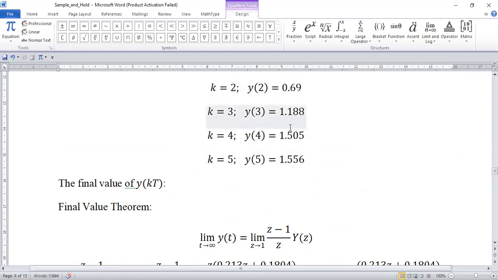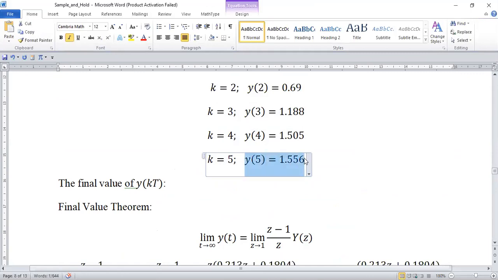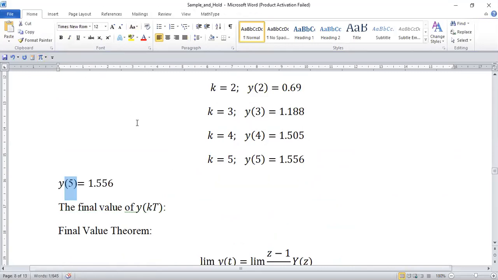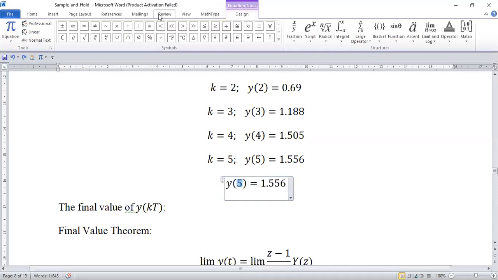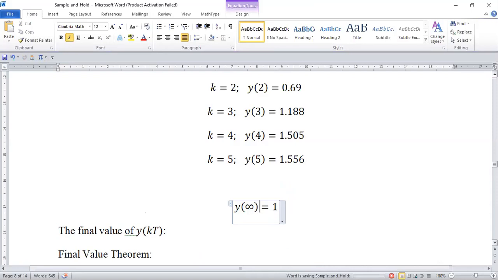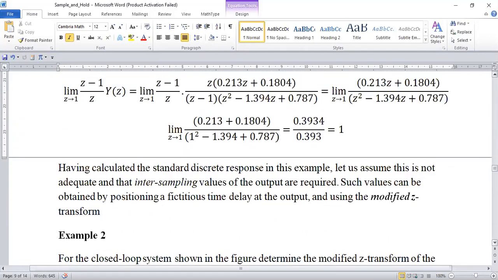So in effect, if you keep going on and on with this, at y equal to infinity, y of infinity is going to be 1. So the final value theorem saves us from continuing the calculation on and on. It just tells us the value when k tends to infinity. So we've completed the first example.